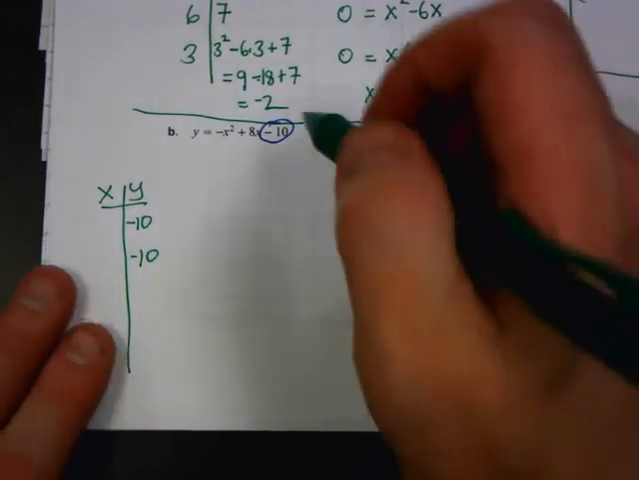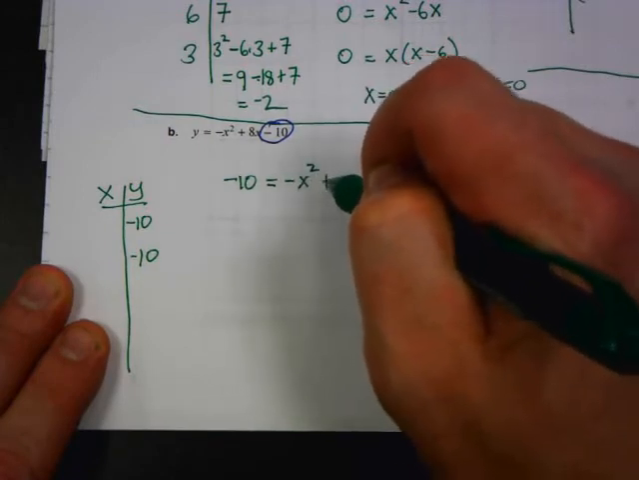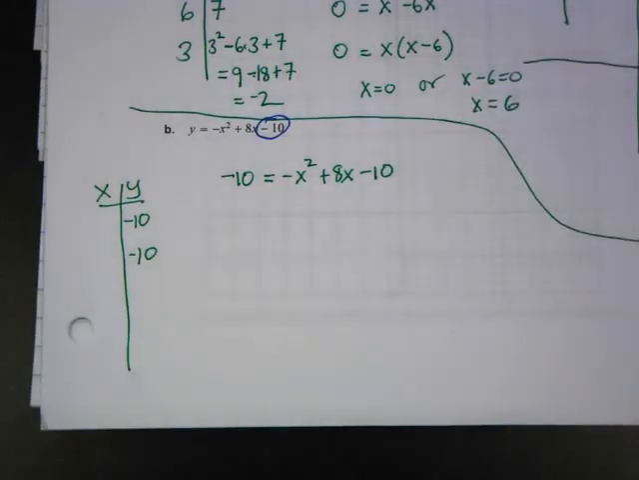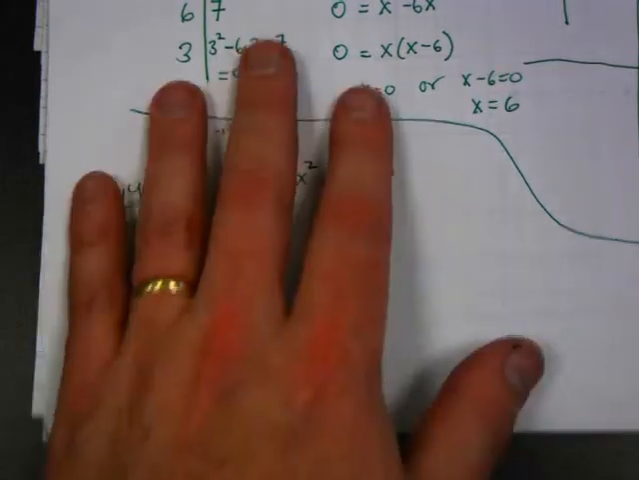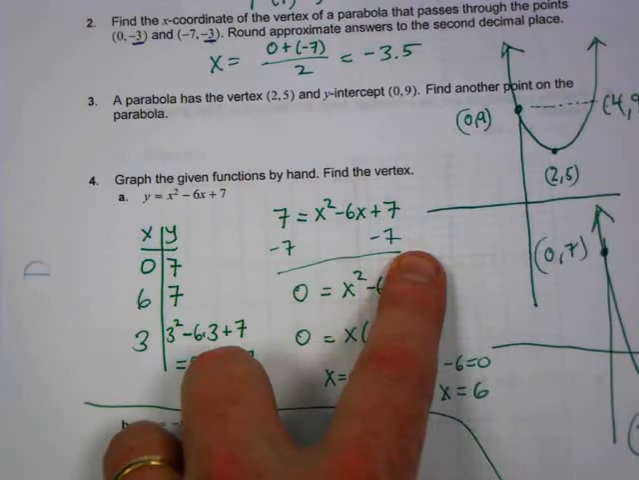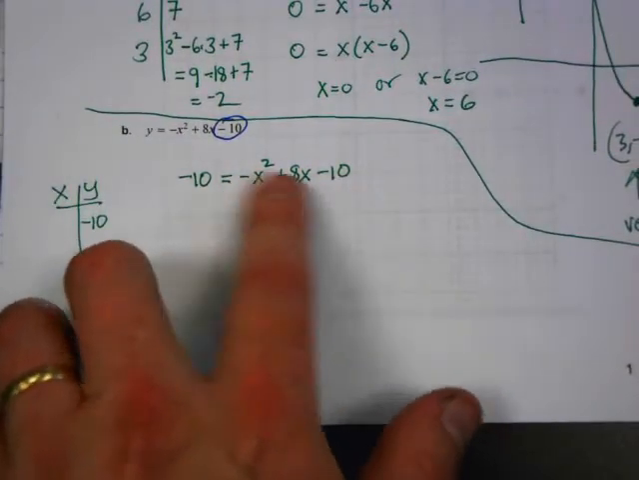So I have minus 10 equals minus x squared plus 8x minus 10. Why do you think Jay Lehman, the author of the book, tells you to use that exact same number? So when you add to both sides, what happens? It's going to cancel out, isn't it? Look what happened. Why did we use the number 7? So when we subtracted 7, they canceled out. Why do we use negative 10? So when we add 10, they cancel out.